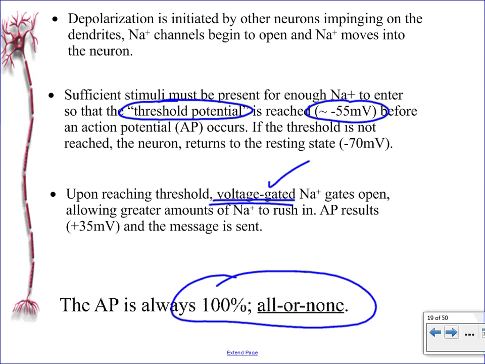There is no such thing as a neuron sending a strong message or a weak message. Once that threshold is reached, a message will be sent, and it will always be of exactly the same strength or intensity, hence the term all or none action potential.